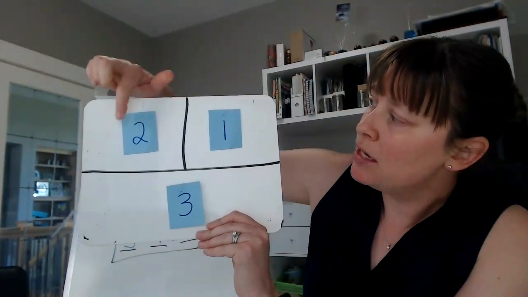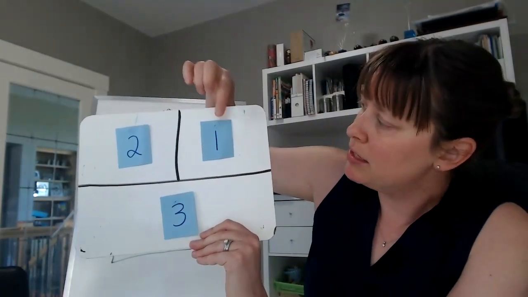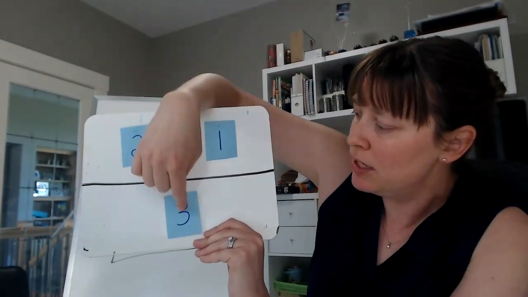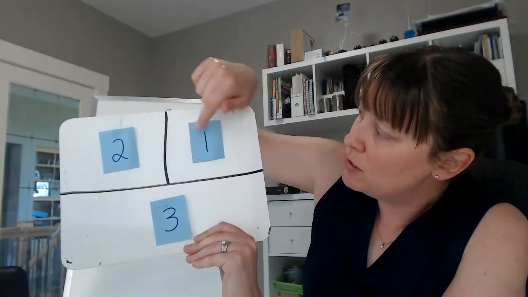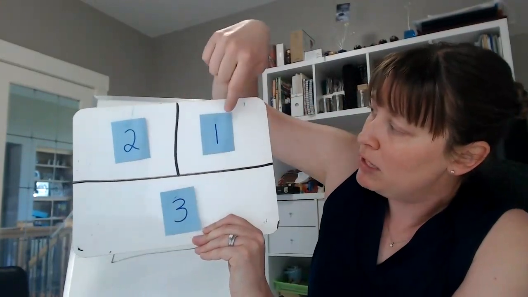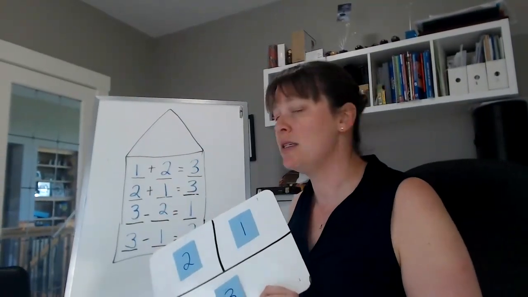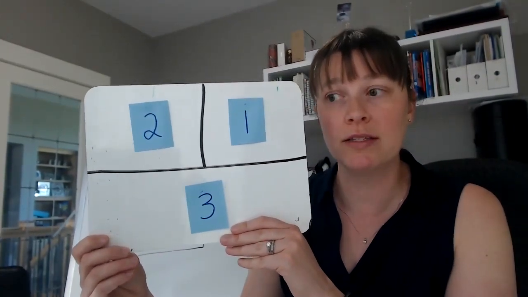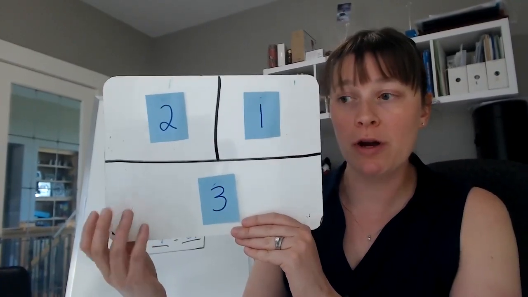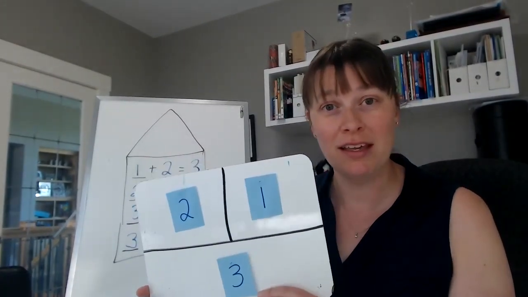So I could say 2 plus 1 is 3. I could say 1 plus 2 is 3, or I could do subtraction. 3 minus 2 is 1, or 3 minus 1 is 2. So we're coming up with the same number sentences. It's just a different picture, a different way to organize the numbers. So this way is Part-Part-Whole. This way is fact families. They show us the same thing in a different way.